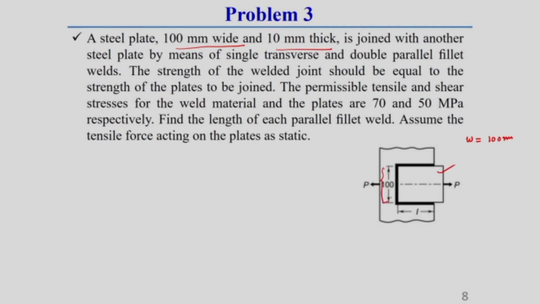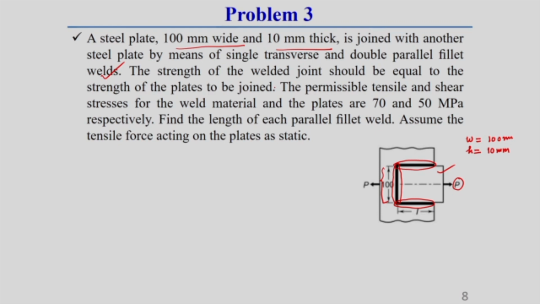Okay. This has a thickness, I am representing in terms of H, because generally leg length and thickness should be equal, that is why I am writing this 10 mm, is joined with another steel plate by means of single transverse and double parallel. You see, this is one single transverse, and see, this is one, this is another one, these are all parallel to this load P. So, double parallel fillet weld. So, one is single, another double parallel fillet weld.